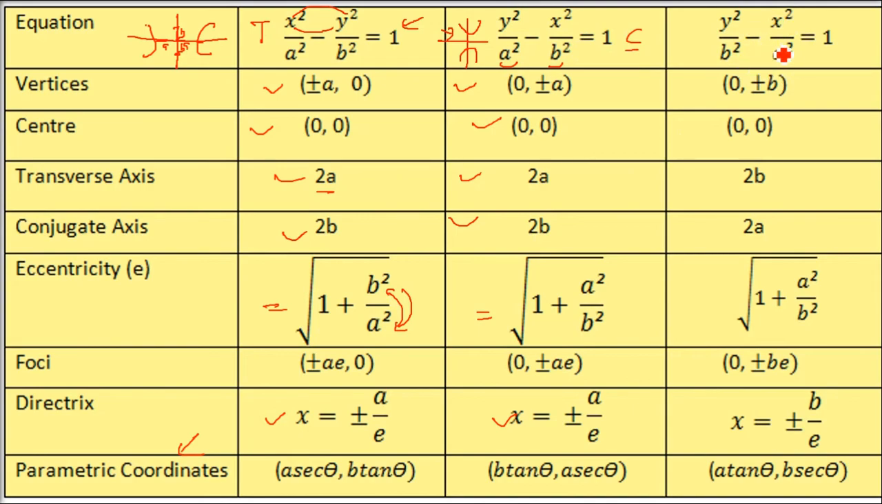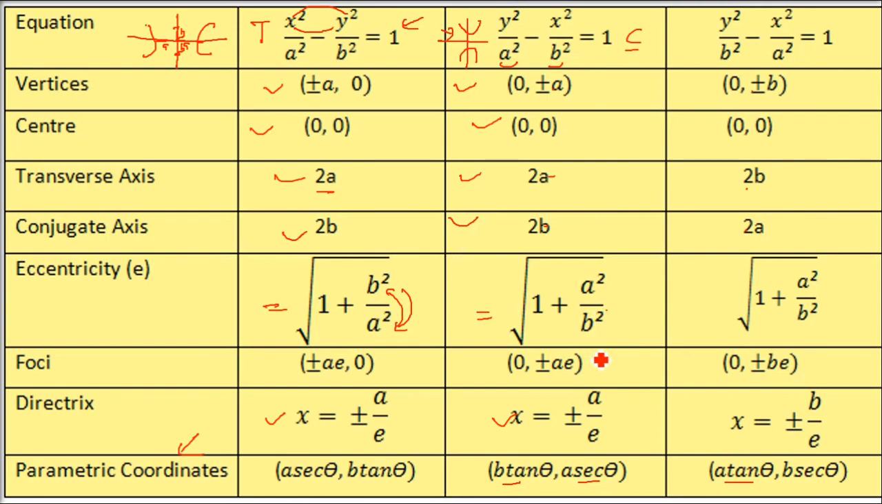Now let me tell you about this fourth column. In some books, what they have done is y square by b square minus x square by a square, right? So the positions of x, a and y, b have changed. It is a vertical axis, so you'll get 2b as the transverse axis, eccentricity under root 1 plus a square by b square, foci plus minus be, directrix b by e, and the parametric coordinates will be a tan theta, b sec theta, right?